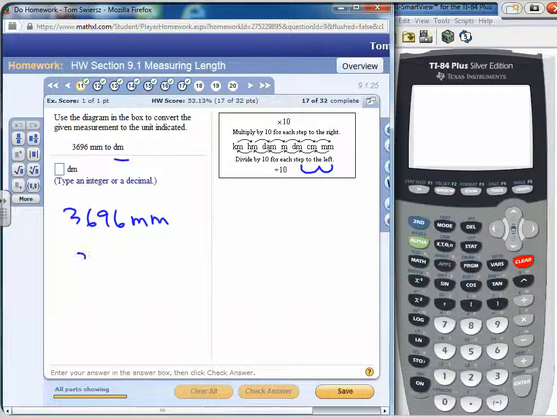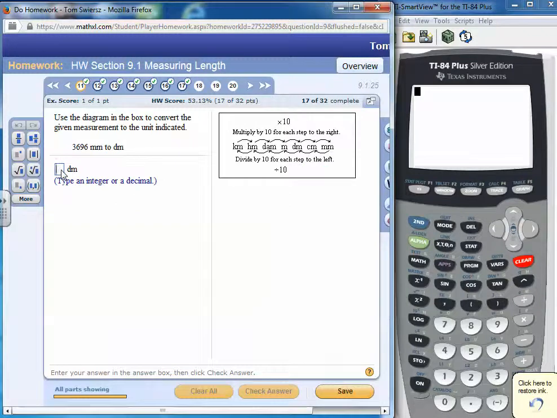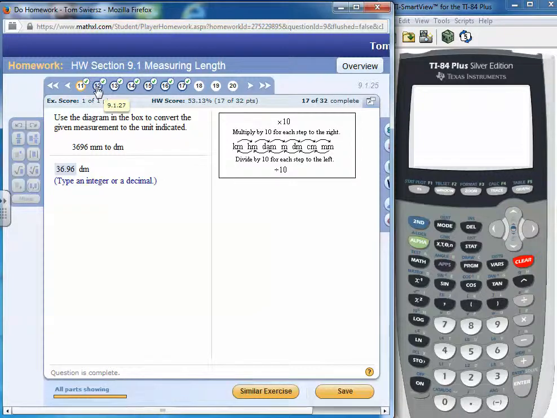So 3696, the decimal is here. It's a whole number. 1, 2 would make it 36.96 decimeters. Okay? Move it 2 places to the left. Very good.